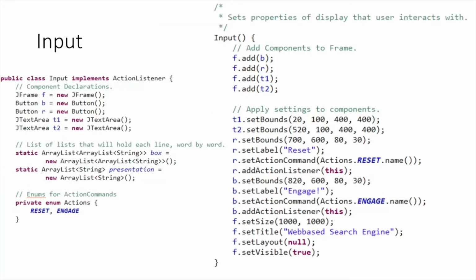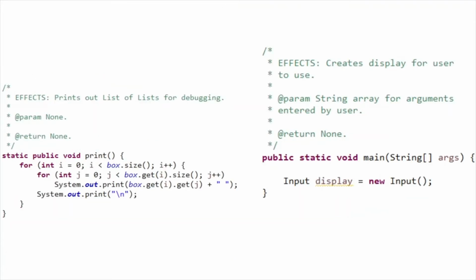This is the structure of the GUI. We used JText areas over other field containers because of their versatility. Here is a utility function that prints the array list of strings. And here's our main, which constructs the GUI and starts the program.